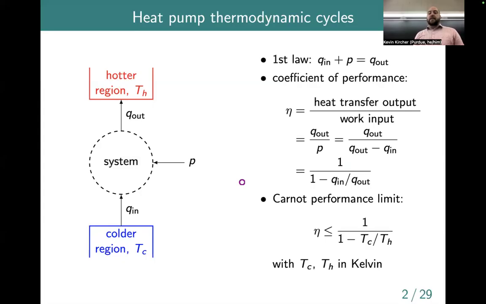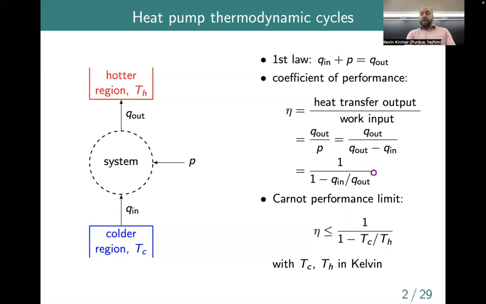And then there is a fundamental performance limit that comes from the second law of thermodynamics, or the law of increasing entropy. This is called the Carnot performance limit, named after a French engineer called Sadi Carnot, who I think came up with these ideas around 1800 or a little bit before. This says that for any real machine, the actual COP that we achieve in practice can be no bigger than this number on the right-hand side.